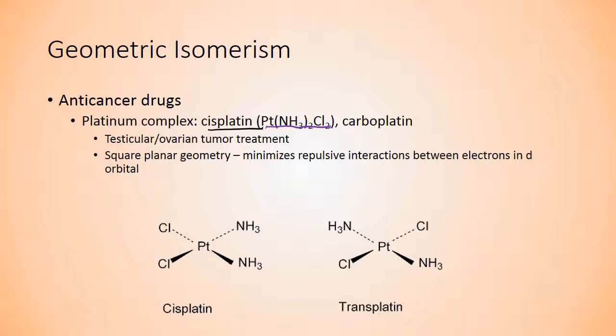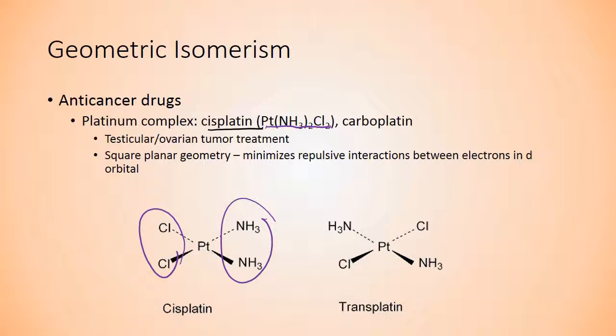What they use cisplatin for is testicular and ovarian tumor treatment specifically. And if you look at the structures, they have a square planar geometry. What this does is minimize the repulsive interactions between the electrons in the d orbitals. So looking here, we have our cis and we have our trans. If we look at our groups, cis means same side, so our chlorines and our ammonia groups are on the same side of platinum.